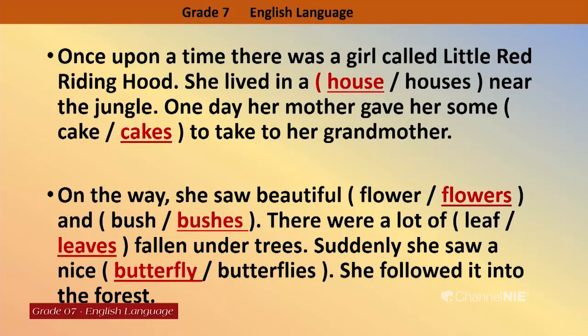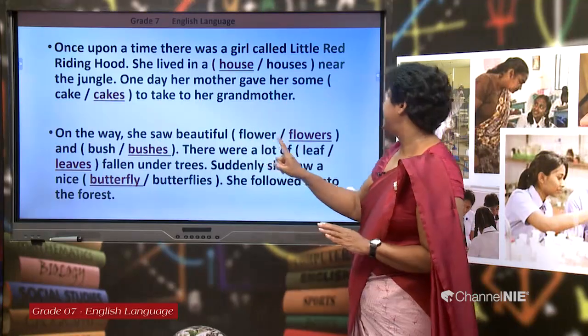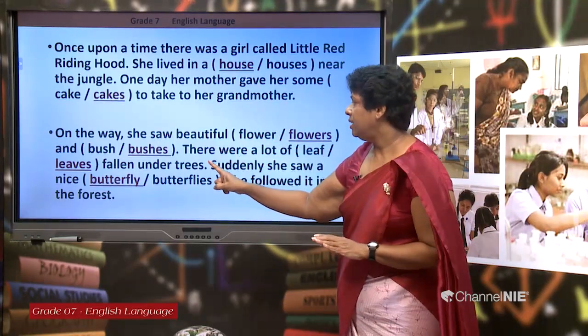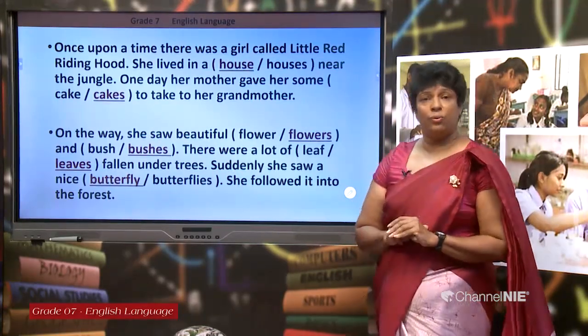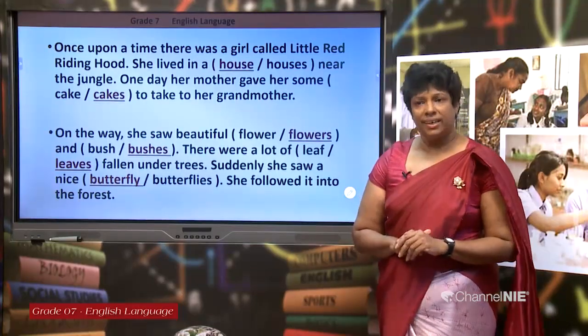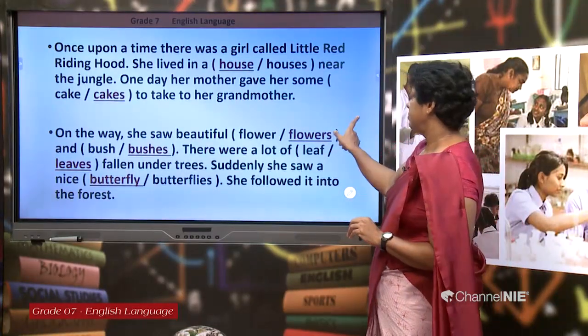Suddenly, she saw a nice butterfly. A nice butterfly. Not a lot, but only one butterfly. She followed it into the forest. So, the story is like that. The words were house, cakes, flowers, bushes, leaves and butterfly. Understand? That is how you have to read a story and get the correct answer.